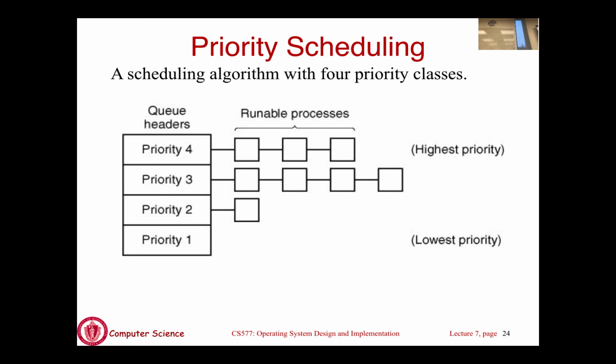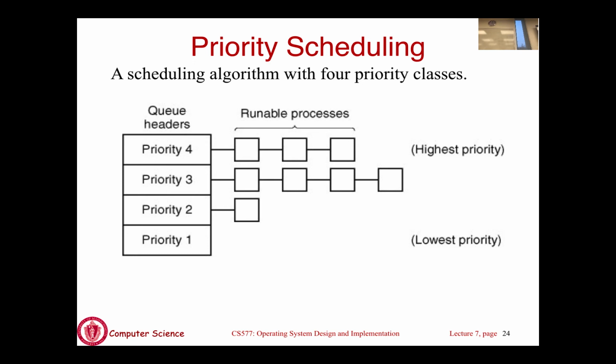In a priority scheduler, you essentially do round robin scheduling, but you have multiple priority levels or multiple queues. You do round robin in each queue, but you always start with the highest priority. You do round robin in that queue. When that queue becomes empty, you go to the next highest priority queue that's not empty. You keep doing round robin and so on and so forth.